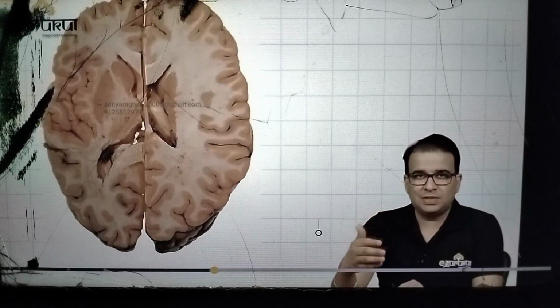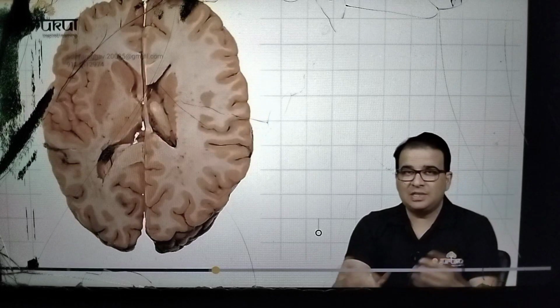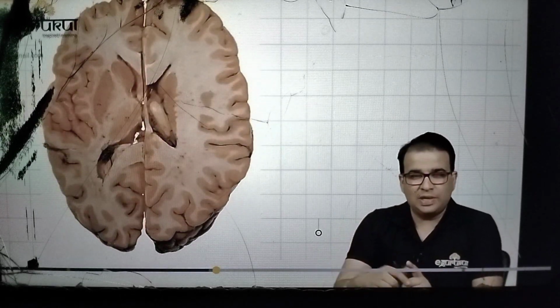So our first goal is to identify the structure. Imagine the fornix is marked in the coronal section, and the question is asked on it. First, we should be able to identify whether it is fornix or something else. So that's the basic goal here: to identify the structures in these sections.